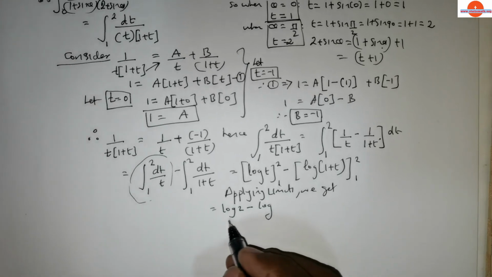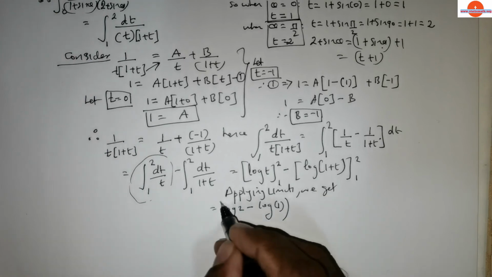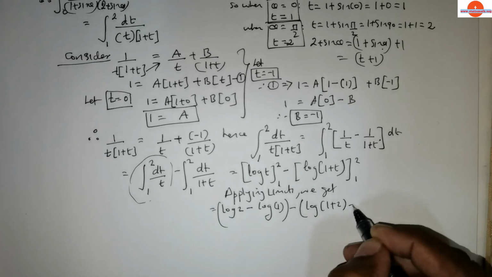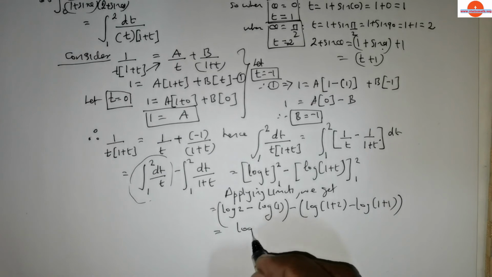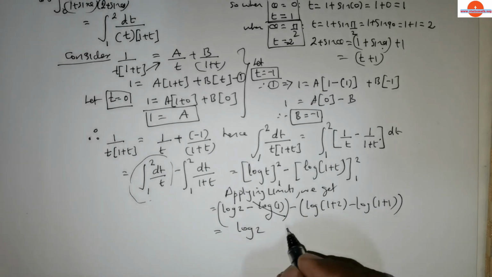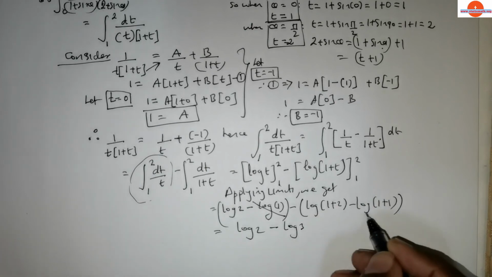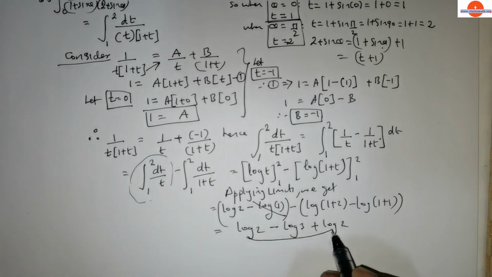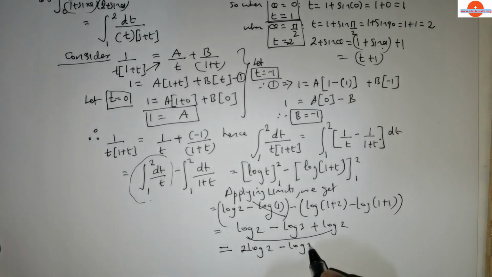log of 2, upper limit, minus lower limit, log 1, minus, log of (1 + 2) minus log of (1 + 1). I can rewrite this as log 2. Log 1 is 0. Negative log of (1 + 2) is going to give me negative log 3. This is going to be positive log 2. I can add log 2 with log 2, so that would in turn be 2 times log 2 minus log 3.